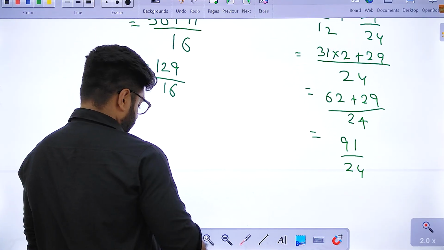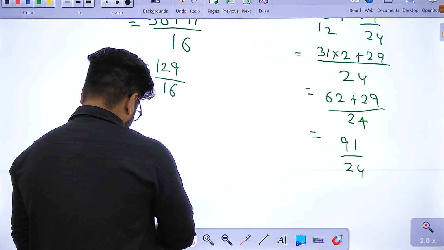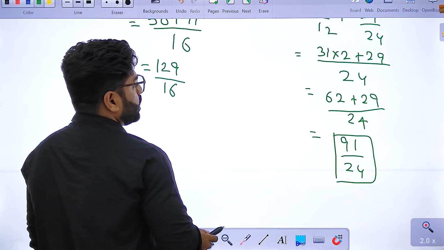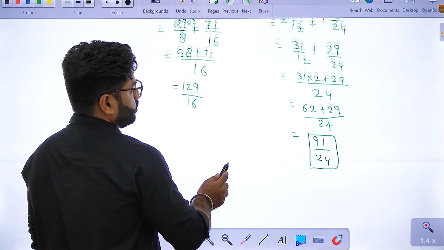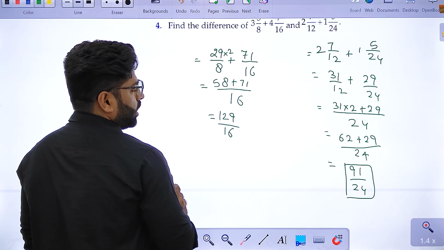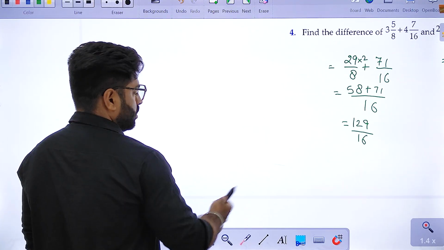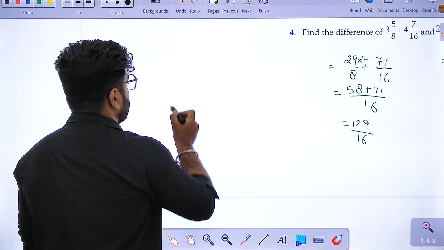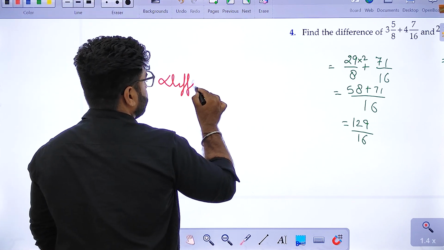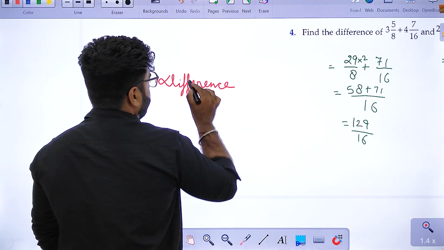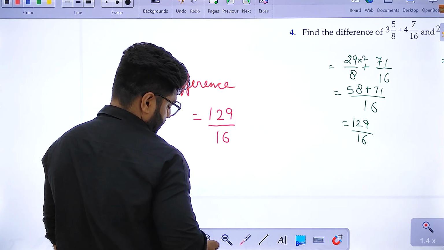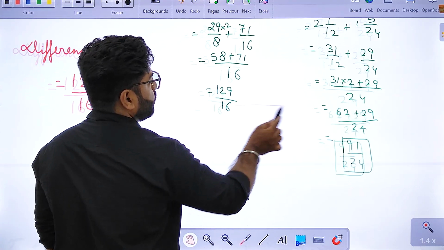Okay, we are having two fractions just like this one and this one. Now we are going to find out the difference. Okay, so now we have to find out the difference. For difference, we are having the first fraction is 129 by 16 and the second one is 91 by 24.